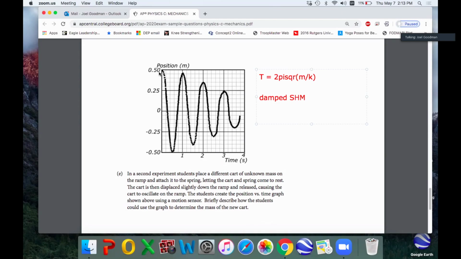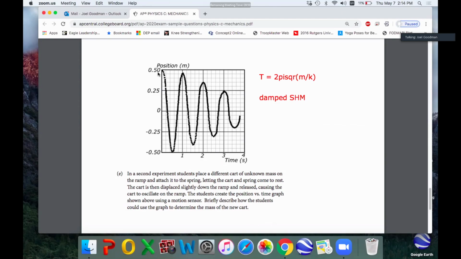If I'm at the 50 centimeter mark and I do this, I've almost made it back to the 50 centimeter mark. Now I start to go back down again. Have I completed one cycle? Yes. Well, then what do you call this amount of time? Period. What's the period? 1 second.